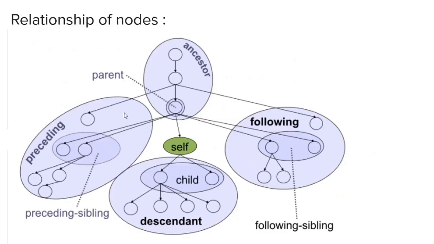So if you see whatever is on the left side here, in the DOM structure, this will be before the self node. That's why they are preceding nodes, excluding the ancestors. And if you see the DOM structure, the following nodes will come after the self node, excluding the descendants.